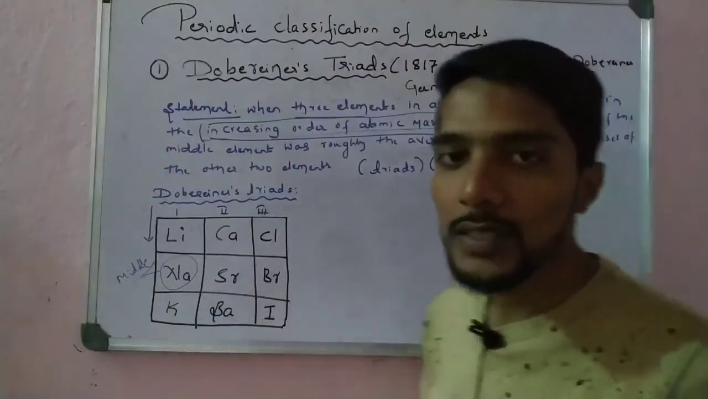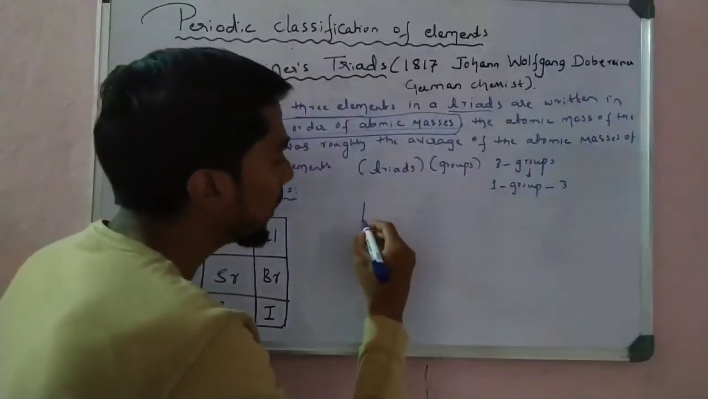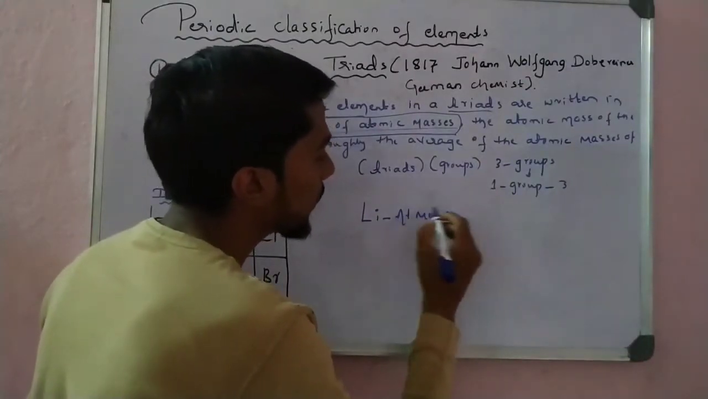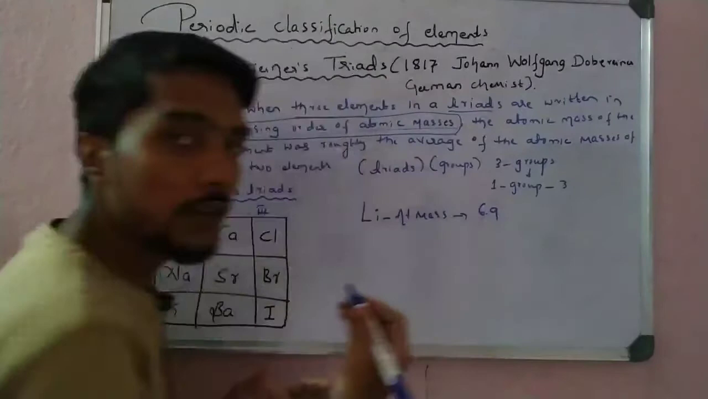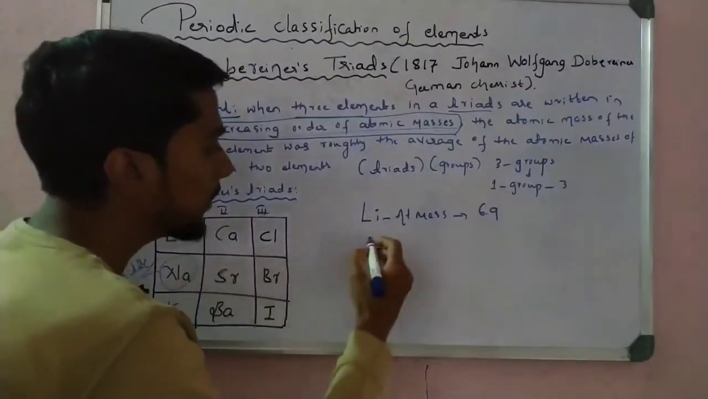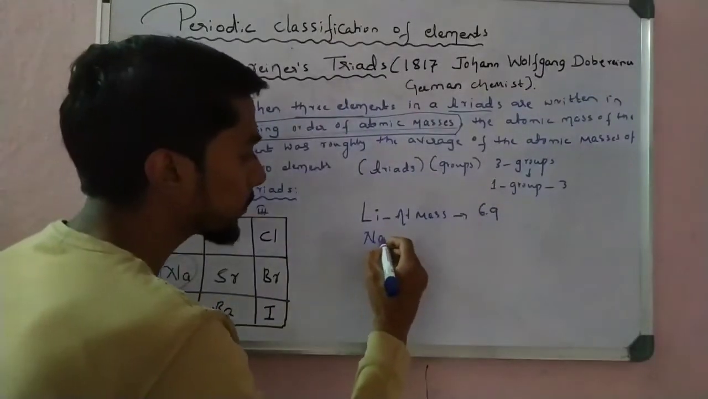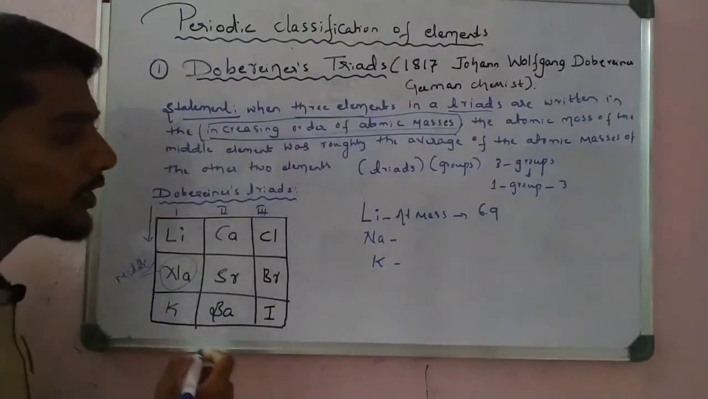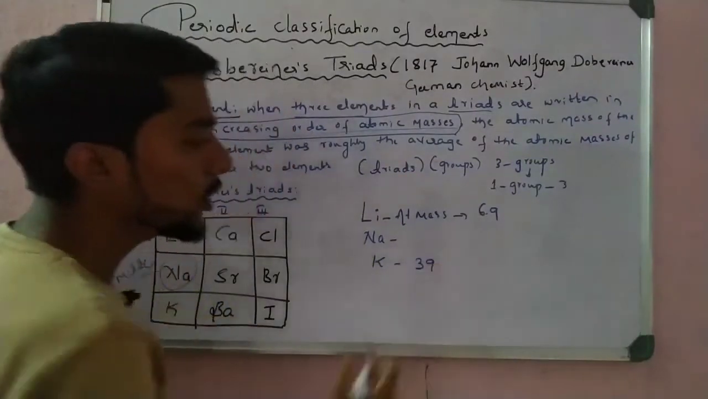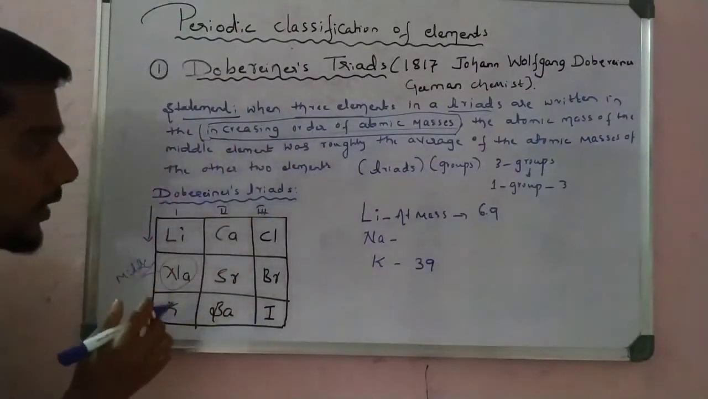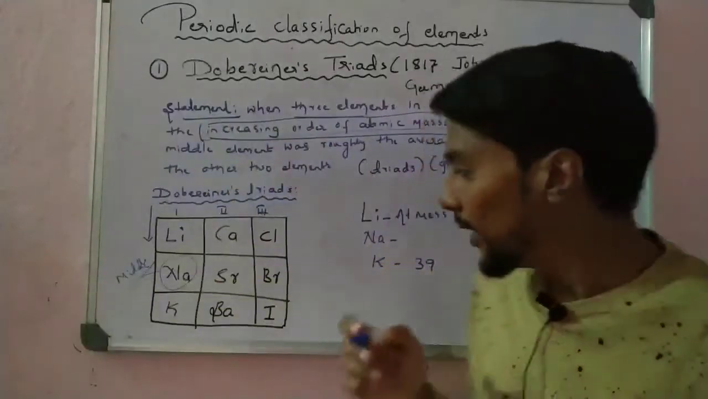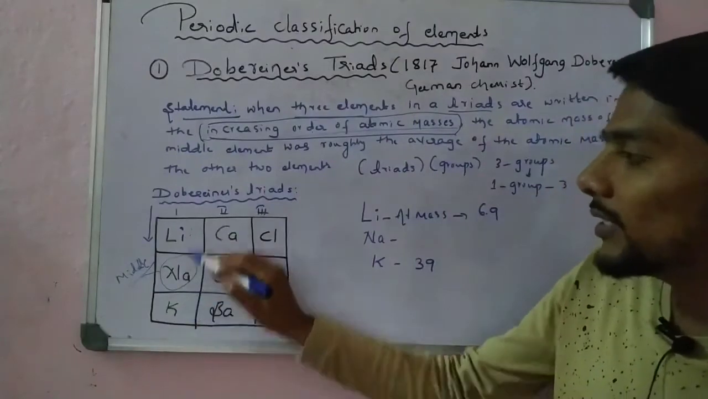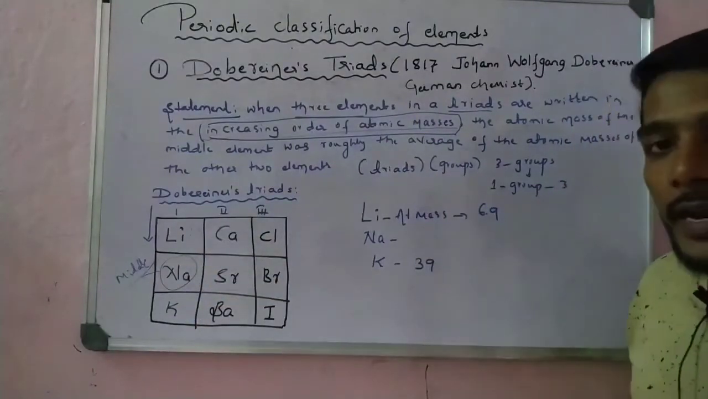For example, we know that the atomic mass of lithium is 6.9, roughly we can take 7. And then the atomic mass of sodium, I will leave a gap, then K. The atomic mass of potassium is about 39. So we first write it in increasing order: 6.9, then 39, small to big.